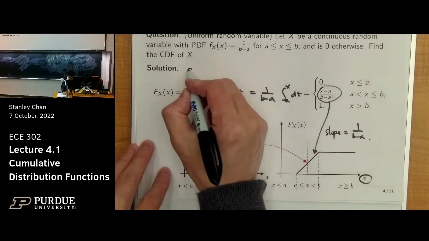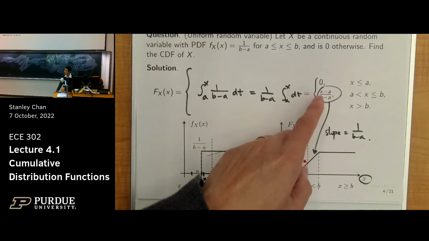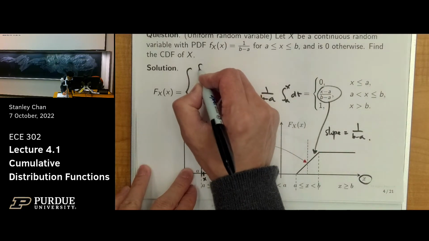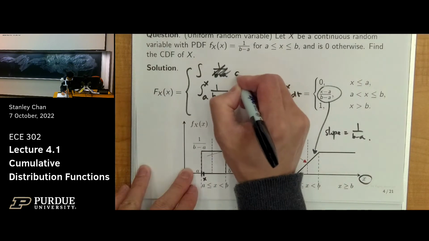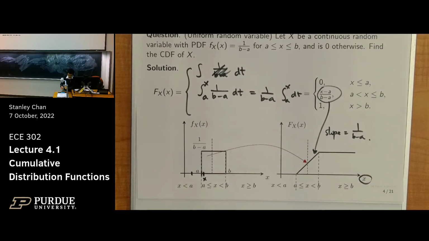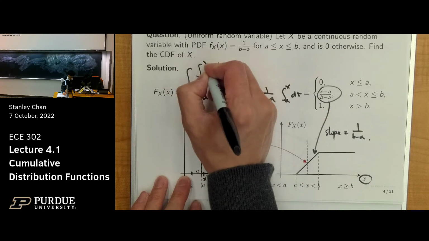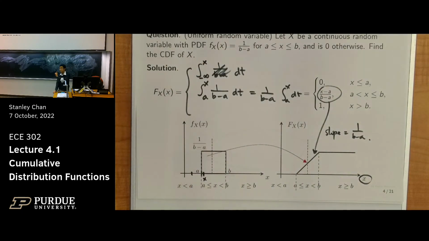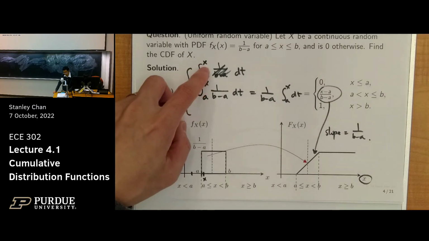Now, I'm not done yet. I also have 2 other segments. What should be the 2 other segments? Now, of course, I tell you that this is 1, this is 0. But we can also write down the definition. This is 1 over B minus A, that's a dt. The integral has to go from minus infinity all the way to your x. Again, this is x. This is not A. This is still going to be x because you are looking at this CDF evaluated at x. So you are looking at minus infinity to x.